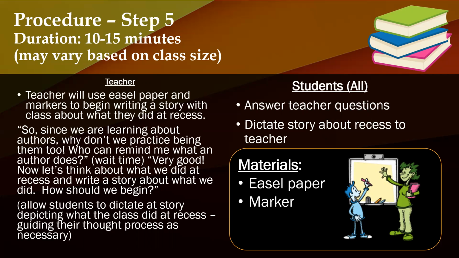Very good. Now let's think about what we did at recess and write a story about what we did. How should we begin? The teacher here will use an easel, a big piece of paper, the whiteboard, whatever he or she may choose, and you're going to start to write a story with your students. And you can repeat this as many times as you want, keeping in mind again that they are 5 years old and that stories might need to be modified as they're being written by the teacher or clarified so that they make sense. And this will take about 10 to 15 minutes, depending on how long you want your story.